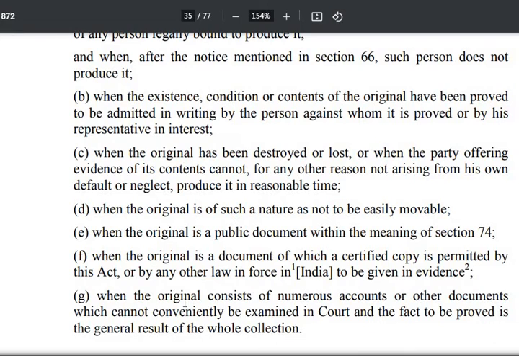फिर से पढ़ लो. When the original consists of numerous accounts or other documents which cannot conveniently be examined in court, and the fact to be proved is the general result of the whole collection. General result of the whole collection मीन्स आपको उस बुक का कोई एक पेज या फैक्ट नहीं चाहिए, आपको उस पूरी बुक को रीड करके उसको समराइज करके कोर्ट में प्रेजेंट करना है. The summary of the entire book.